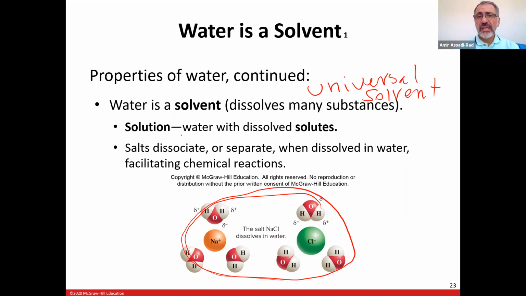So a solution, the definition of a solution is a solute, whatever the solute is. It could be sugar, it could be salt, it could be anything that can be dissolved in water. If it is like sand, not dissolvable in water, that's not a solution. They call that a suspension, okay? Like oil and water, that is called a suspension. It's not a solution. So a solution is whatever is dissolved in water, in this case, salt, sugar. Salt dissociates or separates when it's dissolved in water, facilitating chemical reactions.